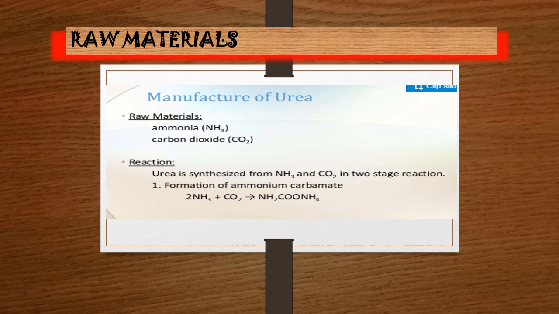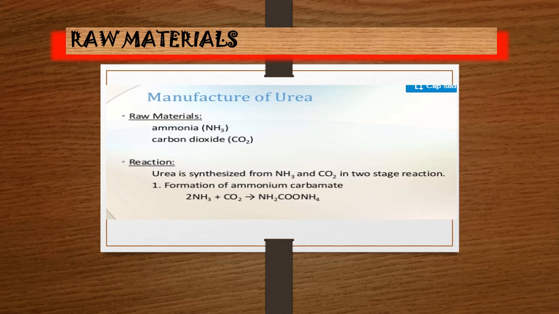Urea is synthesized from NH3 and CO2 in a two-stage reaction. Two-stage reaction means that the reaction does not complete in one step. The first stage is the formation of ammonium carbamate. What is ammonium carbamate? We directly combine ammonia with carbon dioxide, and the product formed is ammonium carbamate.